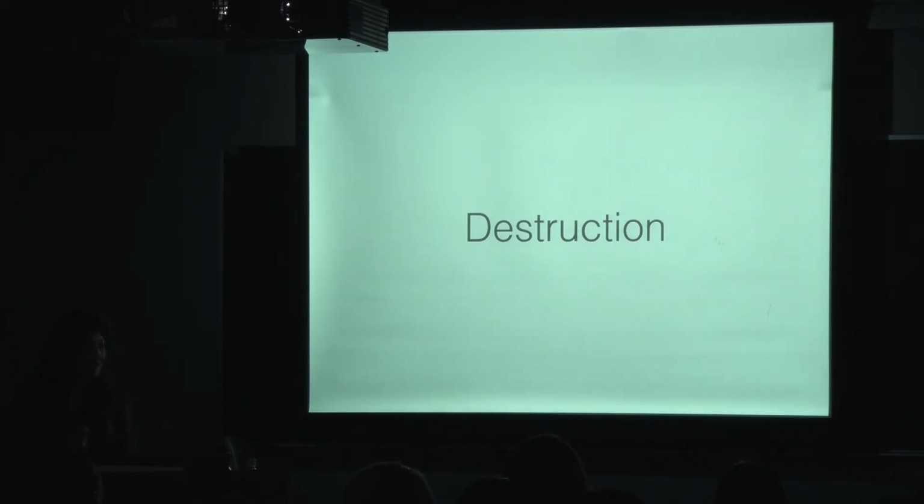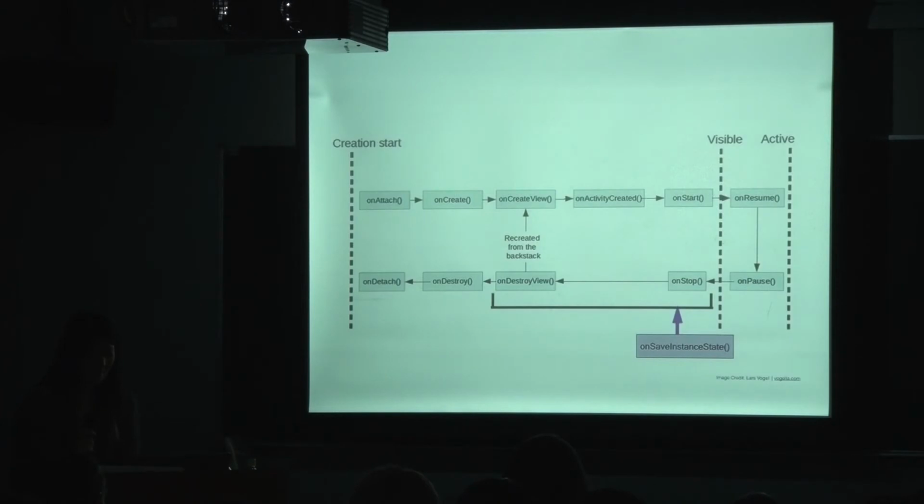So destruction is like the activity's destruction process. It's just, of course, got a few caveats. On save instance state is not guaranteed as to when it's going to happen. It can happen anytime after on pause and before on destroy. So you can see I've created a little bracket to show you the area where on save instance state might be called. Usually it's going to happen before on stop, but again, it's not guaranteed, so don't make assumptions on that.